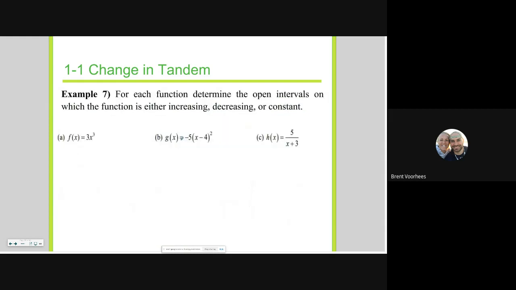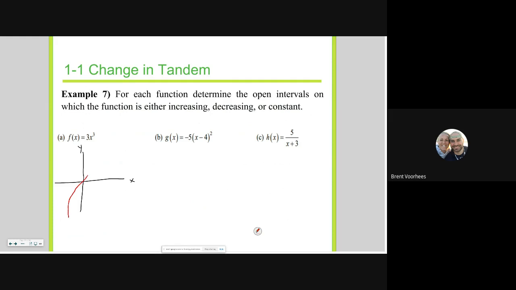Okay, let's look at these. For each function, determine the open intervals on which the function is either increasing, decreasing, or constant. So we would need to graph, and I want to make sure we get through this, so I'm just going to give you the graph. Do you know what a cube graph looks like? Is it an S-curve? Yeah. It's going to look like this.